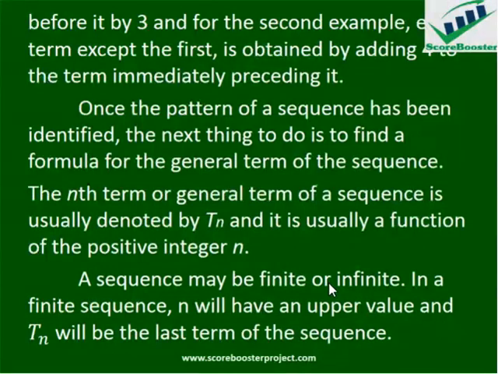In a finite sequence, n will have an upper value and Tn will be the last term of the sequence. Upper value in the sense that n will be finite. It will have a stopping point. Suppose n is 5 now, we have 5 terms in that particular sequence. We have T1, the first term, T2, the second term, T3, the third term, T4, the fourth term, and T5, the fifth term, which is the last term of that particular sequence.